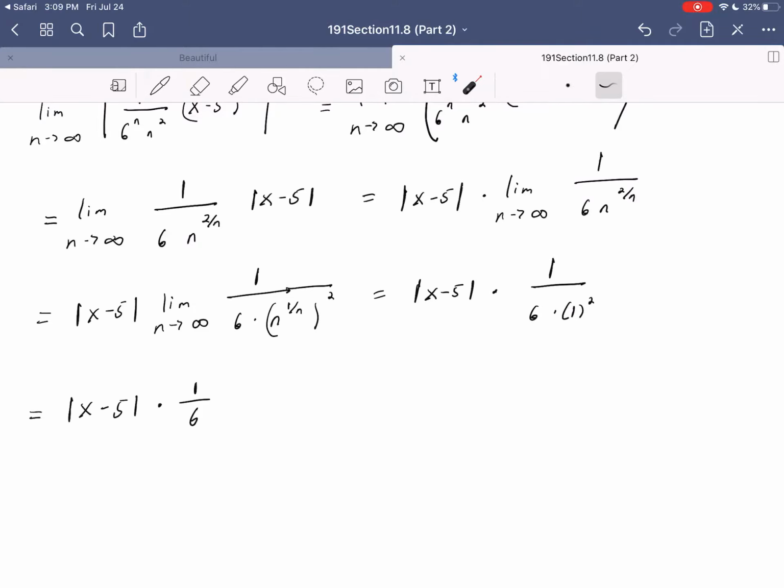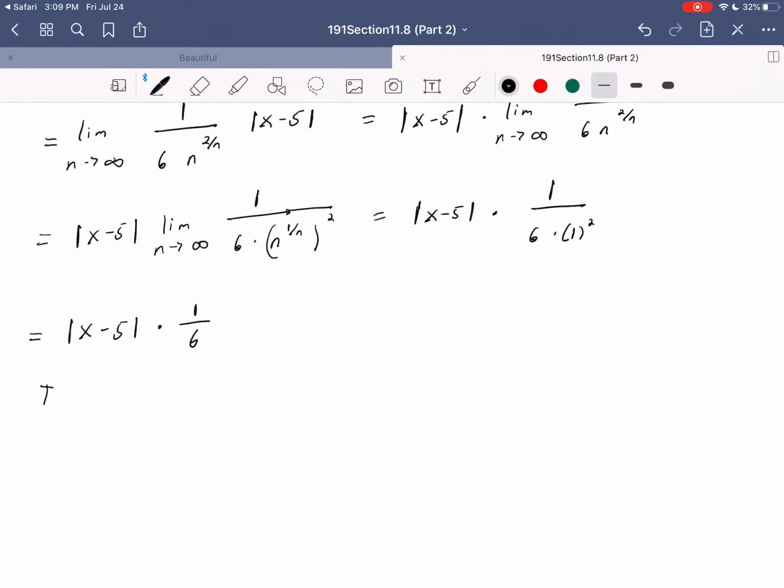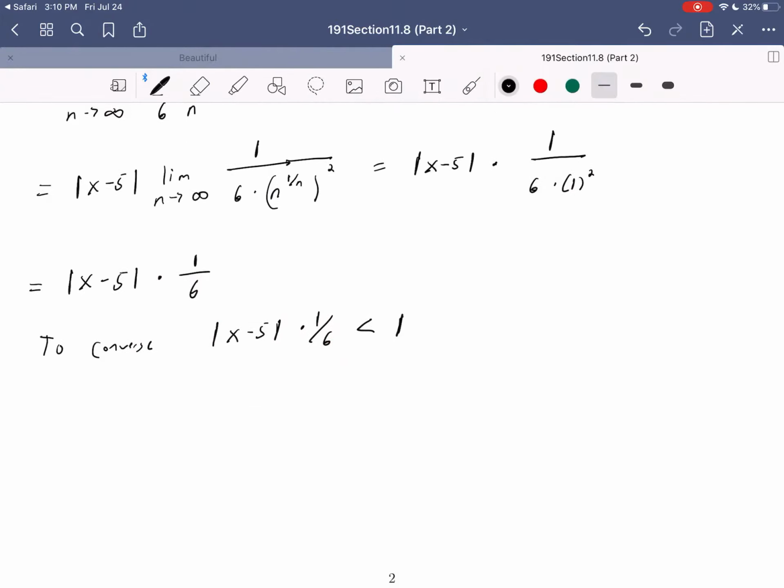Now, remember, we're interested in convergence. So to converge, we need this limit, absolute value of x minus 5 times 1/6, to be less than 1. Okay, let's go ahead and isolate this absolute value. Let's multiply this over onto the other side. So we get absolute value of x minus 5 is less than 6.